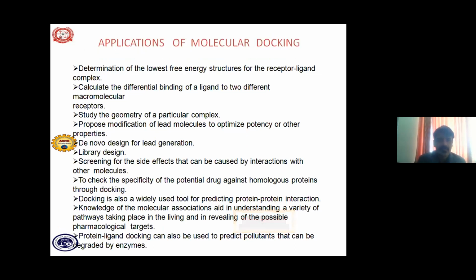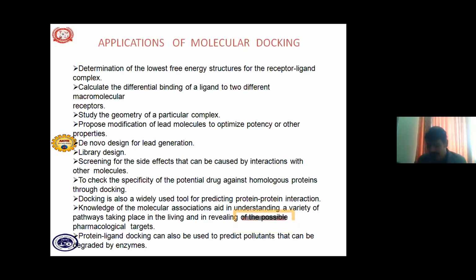Next, what are the major applications of molecular docking? First, we can determine the lowest energy structures. I told you about the best scoring; we will always say it is the one with the lowest energy consumption, so the lowest free energy structures for the receptor-ligand complex. Then we can calculate the differential binding of a ligand to two different macromolecular receptors.